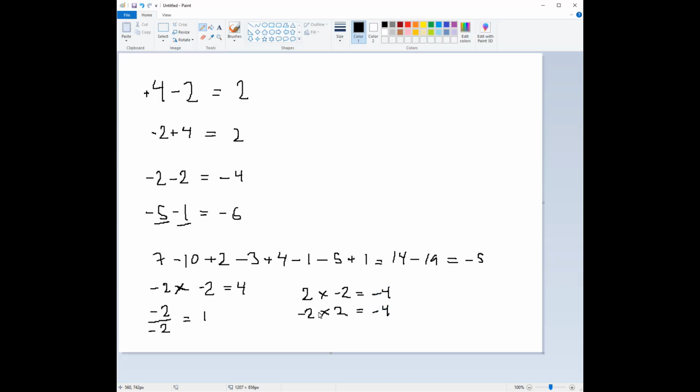So always remember, if you're multiplying or dividing two numbers that are both positive or both negative, the result is positive. If they're different, and it doesn't matter which one, but if there's one of each, one positive, one negative, the result is always negative.